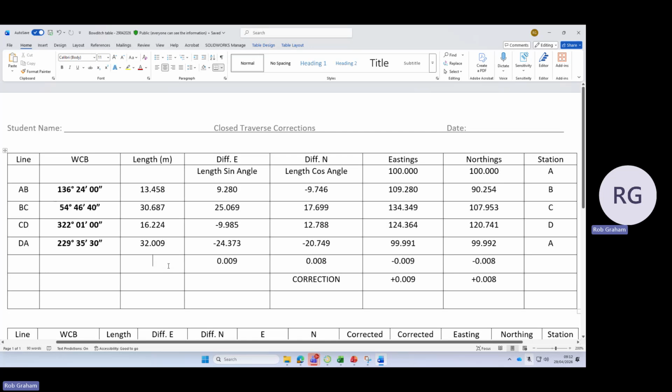And just while we're doing that, we should tally up the length of the survey. So 13.458 plus 30.687 plus 16.224 plus 32.009, and we tally up there as getting 92.378. That's the total length of the survey, and that's important because we need to use that figure in our Bowditch corrections, and I will show that in the next video.